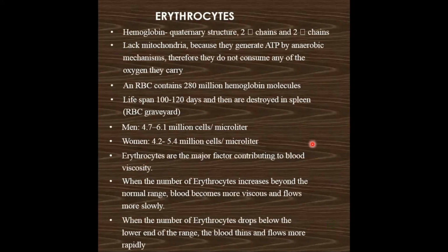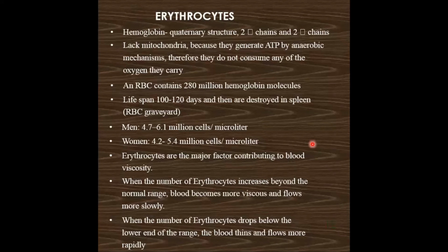There is some information regarding erythrocytes. Hemoglobin has a quaternary structure. We will see it in detail in the next slides. It lacks mitochondria because they generate ATP by an anaerobic mechanism. Therefore, they do not consume any of the oxygen they carry, but they transport 100% of the oxygen towards tissues. Our red blood cell contains 280 million hemoglobin molecules on average, while lifespan is 100 to 120 days, and they are then destroyed in the spleen, which is also known as the red blood cell graveyard.